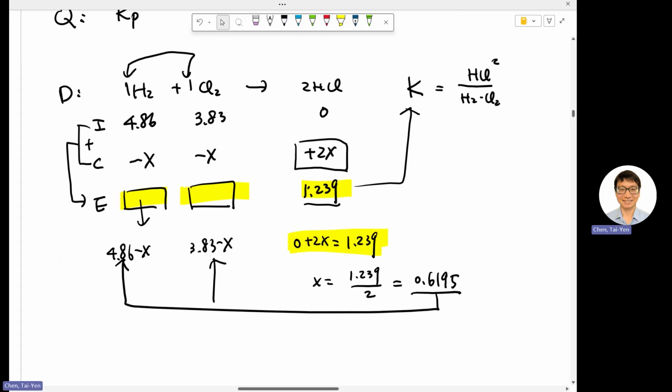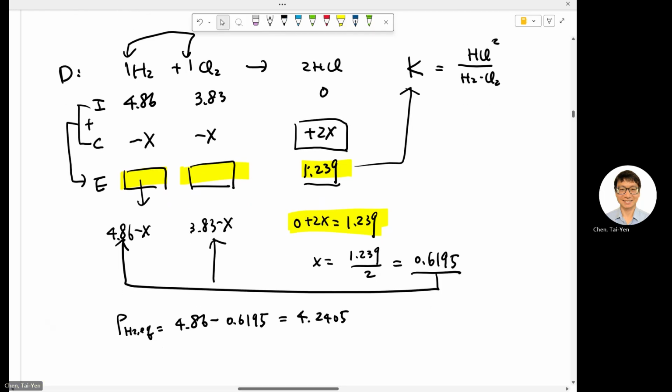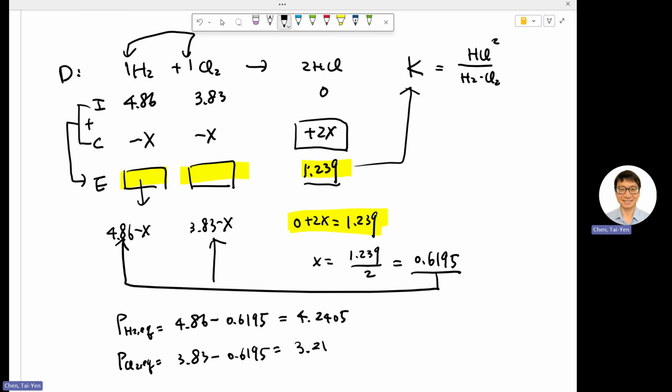Therefore, you can calculate the pressure of your H2 at equilibrium, which will equal 4.86 minus 0.6195. That gives you a value of 4.2405. The same for your CO2 at equilibrium: 3.83 minus 0.6195. That gives you a value of 3.2105. And you also know the pressure of your HCl.